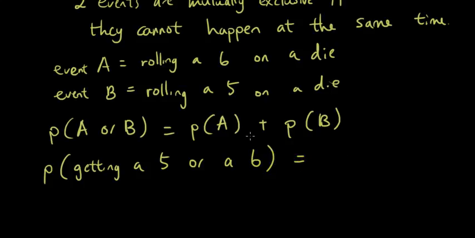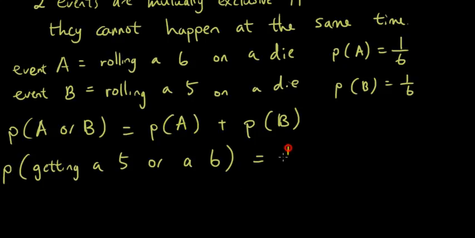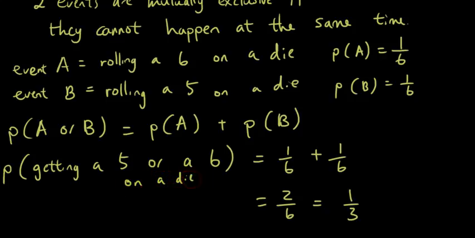So the answer would be probability of A. So probability of A is 1 out of 6 because only one side has a 6 out of 6 sides. And the probability of getting a B is again 1 out of 6 because you're tossing a die. So the probability of getting an A is 1 over 6 plus probability of getting a B is 1 over 6. So the answer is 2 out of 6, which is 1 over 3. Right, so that's the probability of getting a 5 or a 6 on a die. So that seems pretty easy.